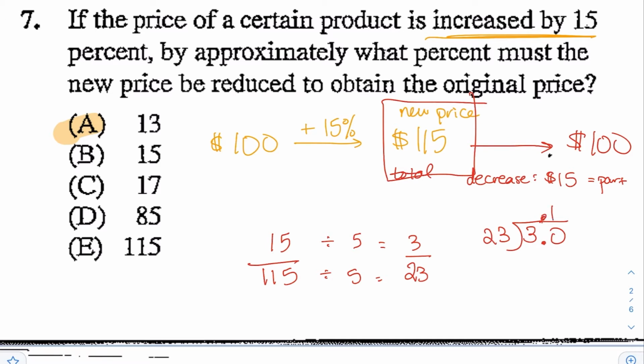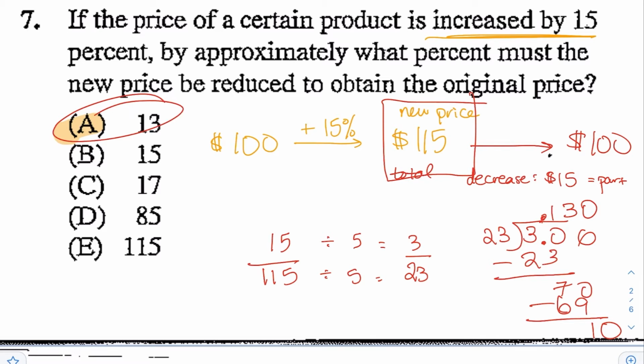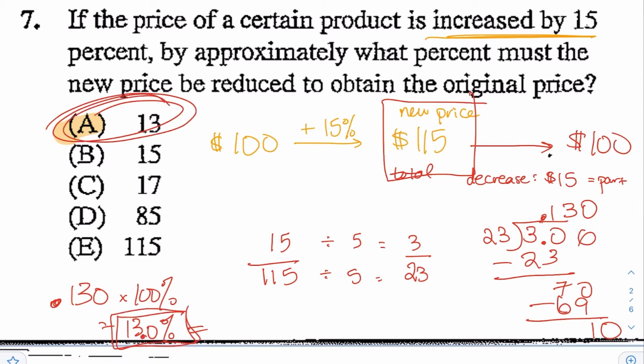23 goes into 30 once. Put another 0. 23 goes into 70 about 3 times. Because 3 times 23 is 69. So you have 1. So it'll be 0.130, which means that you have to round down. So it will be about 13%. 0.130 times 100% is equal to 13.0%. So that's choice A.